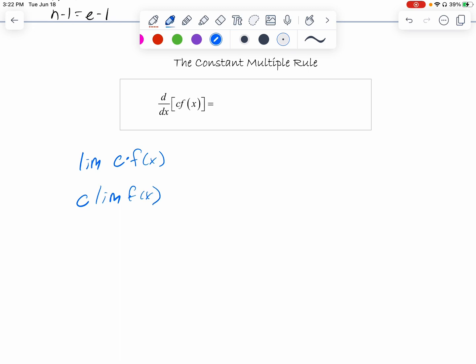That same rule actually applies to derivatives. Remember, derivatives are really a limit, so some rules transfer over. So our constant multiple rule for derivatives is that I can pull the c, whatever constant that is, out in front of the function, and then just take the derivative of the remaining function. So this applies nicely to our power rule.